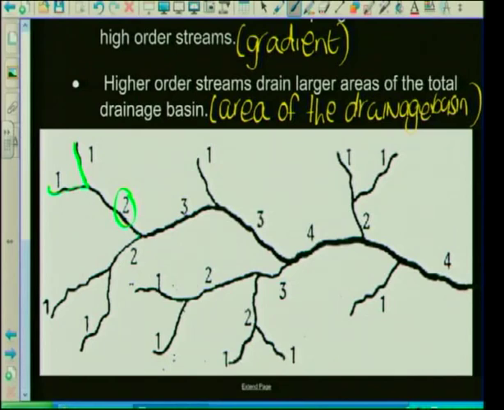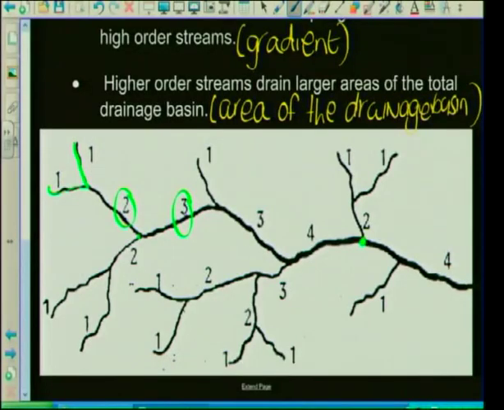At this point, you will see that a second order stream is meeting another second order stream, and so the stream order changes to a third order stream. If a lower order stream meets a higher order stream, the stream will retain the higher order. So for example, at this point over here, a second order stream is meeting a fourth order stream, and therefore the fourth order stream will dominate and the stream ordering will remain a fourth order stream.